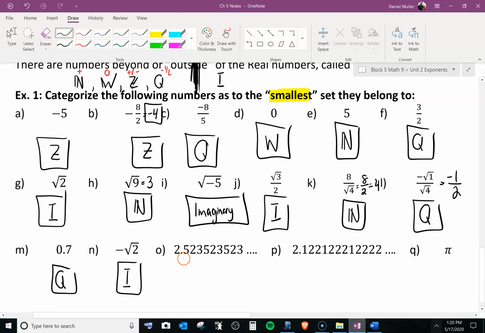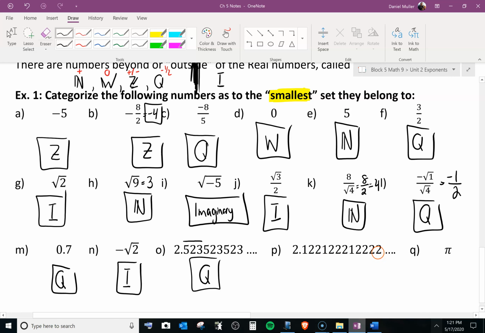Now here, this looks like maybe a pattern. 5, 2, 3, 5, 2, 3, 5, 2, 3. So you could have put a little line over the 5, 2, 3. There's a pattern there. Because you're allowed to have a pattern, that's going to be Q. That's a decimal that has a pattern. So this is a decimal that terminates, and this is one where it's a decimal that has a pattern. Both of them Q.